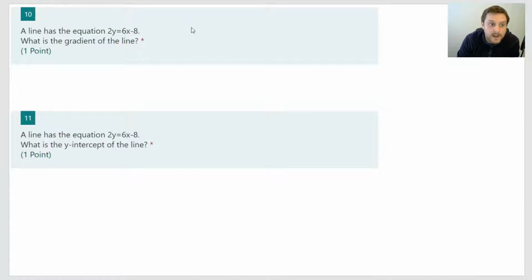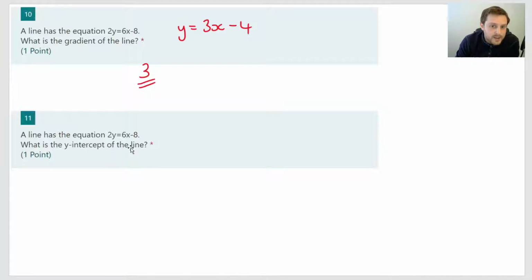So I need to just divide everything by 2 to get started, okay? So this is y equals 3x minus 4. And now if I think about the gradient here, if I make x be 1 bigger, the overall effect will be that y becomes 3 bigger. It's just the number in front of the x, remember, when y is the subject. So the gradient is 3.